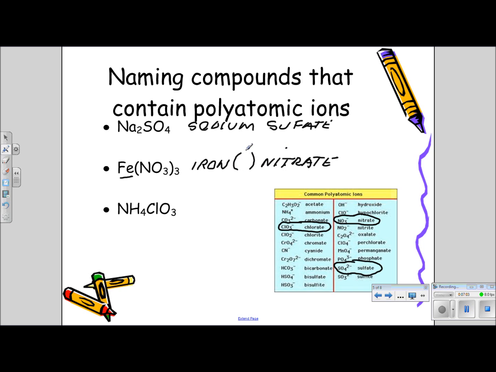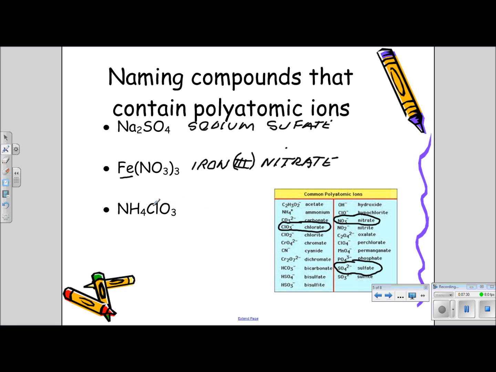And now I have to determine what the number is. Remember, we are going to work backwards. Nitrate has a negative charge, so therefore that's how the 1 got here. And we're going to work backwards. This is 1 then, and this is 3. The charge is +3. So therefore, I'm going to write Roman numeral 3.